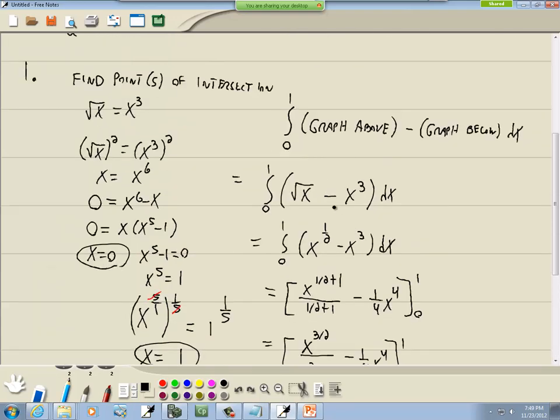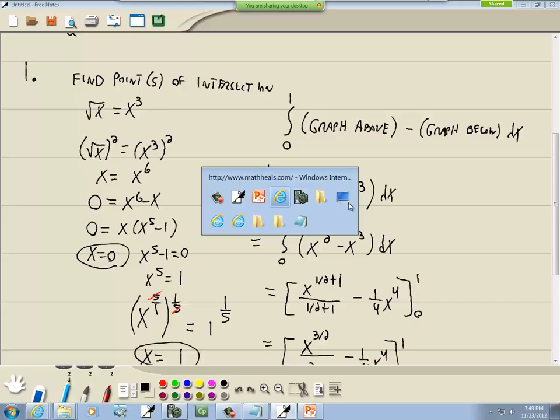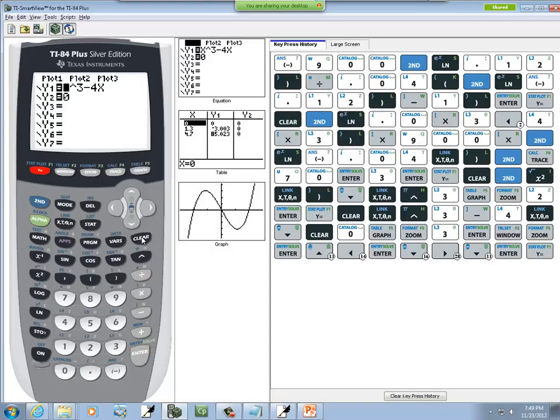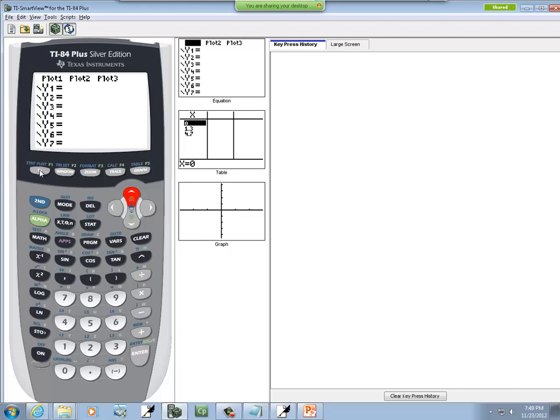Now to check this, you can plug this in your calculator. It won't give us the fraction, unfortunately. I'm going to press y equals, clear. I was making up some problems there. Okay, so you press y equals, press clear, and then we want to put in square root of x. So second x squared, x key, closing parentheses, minus x to the 3rd.